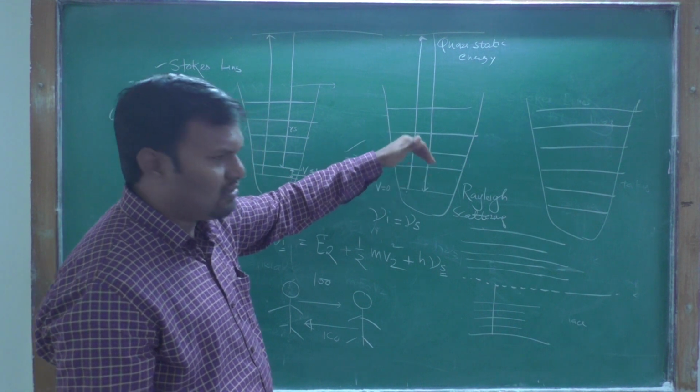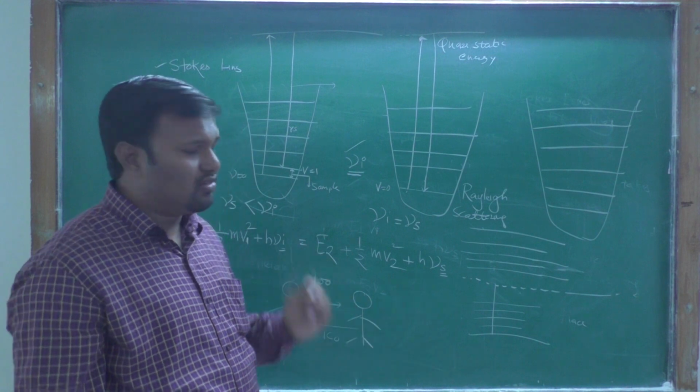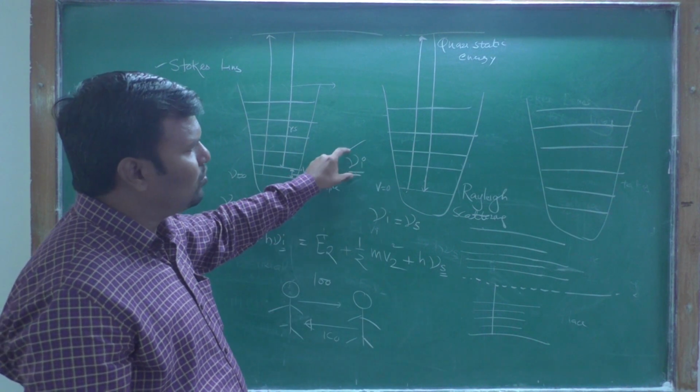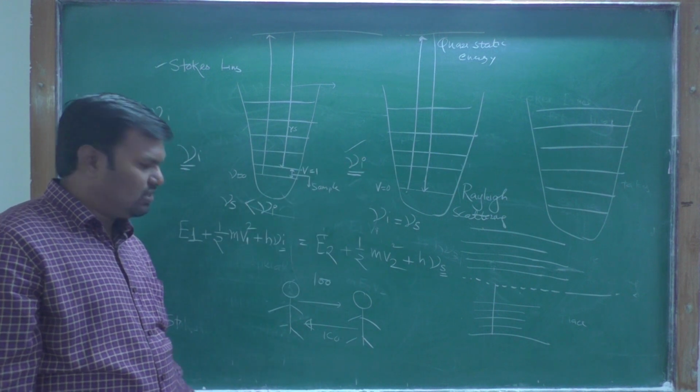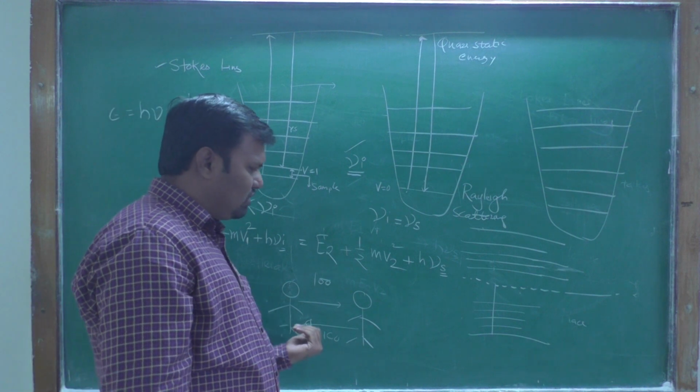After losing energy from the excited state, the molecule comes to the ground state by emitting the same frequency, so the incident frequency equals the scattering frequency. That type of same given and same taken frequency is the Rayleigh frequency.